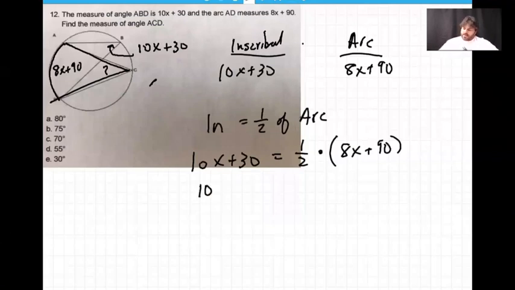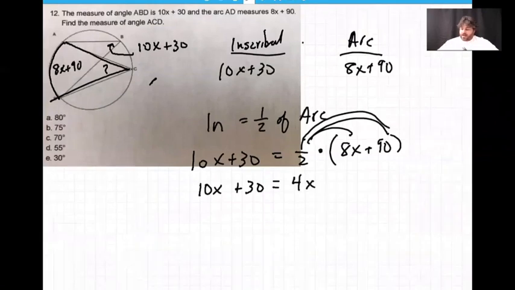So I have 10x plus 30. Remember, I have to distribute this 1/2, so half of 8x is 4x. Half of 90 is 45. Now I just solve for x.